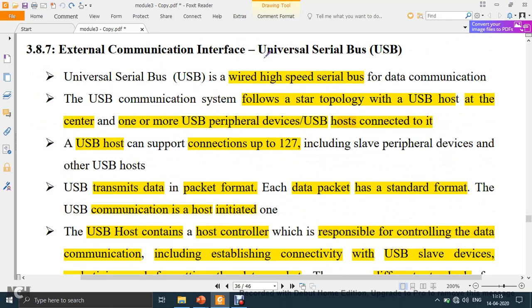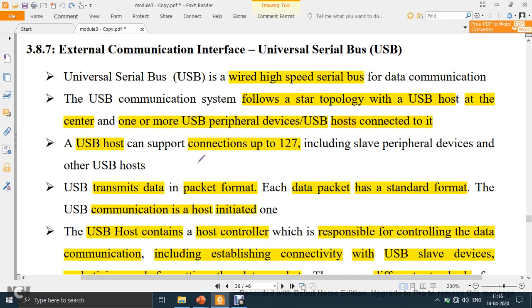The next external communication interface is USB, Universal Serial Bus. It is again a wired, high-speed serial bus for data communication. The USB system follows a star topology with a USB host at the center and one or more USB peripheral devices connected to it. Remember, in USB there should always be a host, and other peripheral or USB devices connected to it.